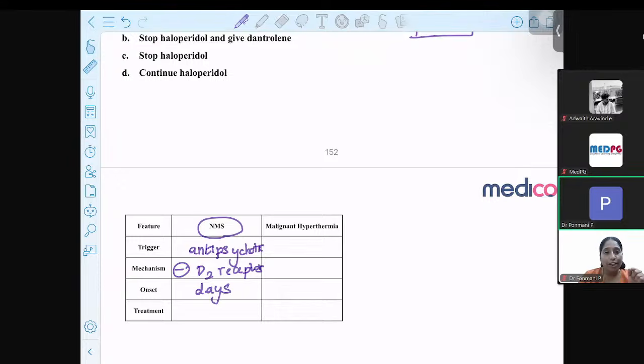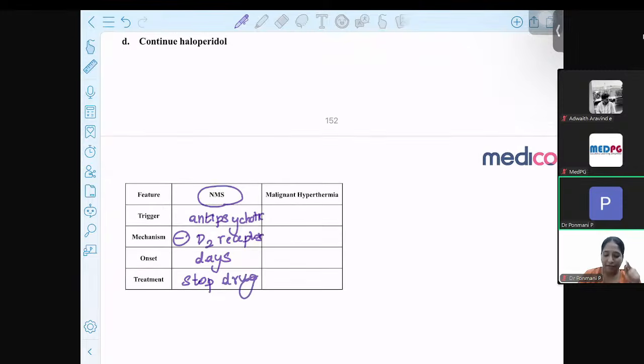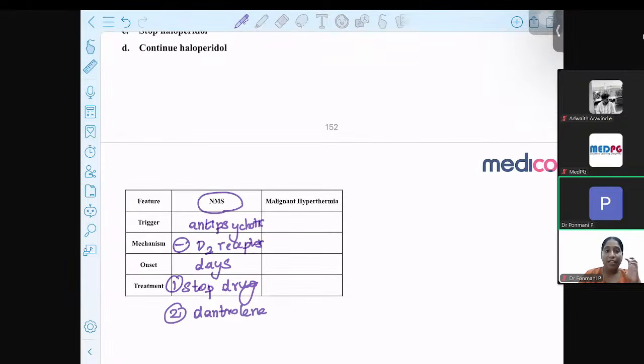And how are we going to treat this NMS? We are going to stop the drug. We are going to stop the antipsychotic. That is the first thing we do. And the second thing we do is we give something called dantrolene. We will see what dantrolene is. So we need to learn about malignant hyperthermia as well.